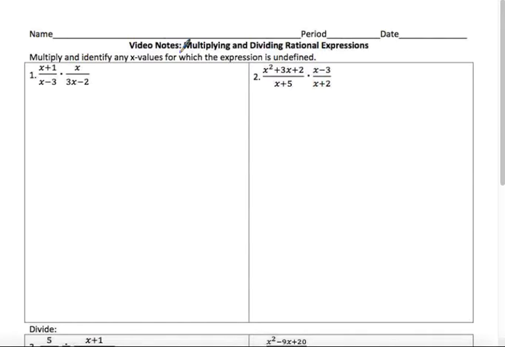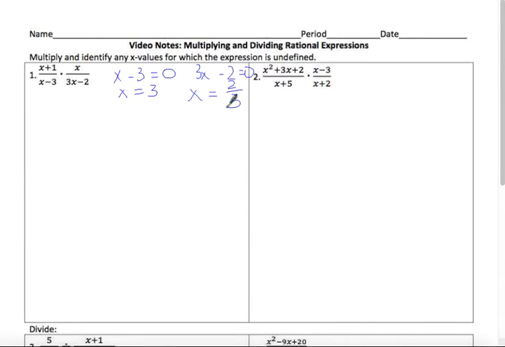So an expression is undefined if some value of x makes the denominator equal 0, because we can't divide by 0. So we'll start by stating when the expression is undefined. It would be undefined if x minus 3 equals 0, so x equals 3, or if 3x minus 2 equals 0, which would come out to x equals 2/3.